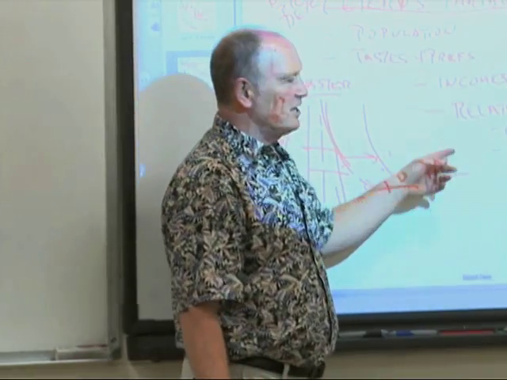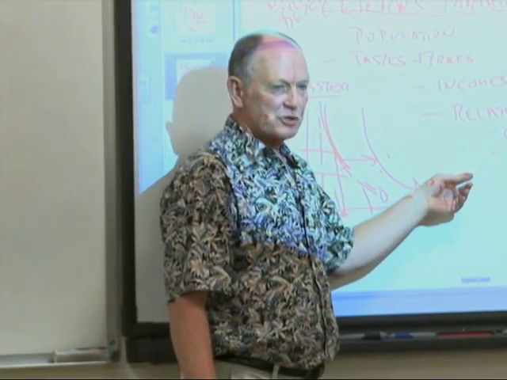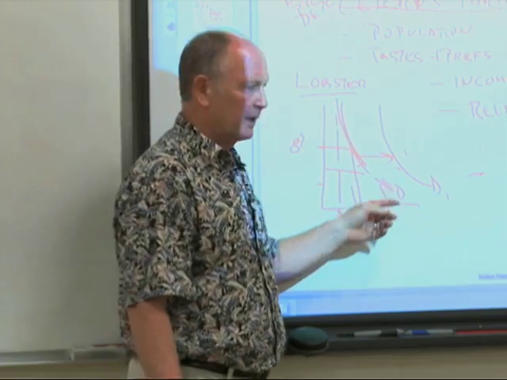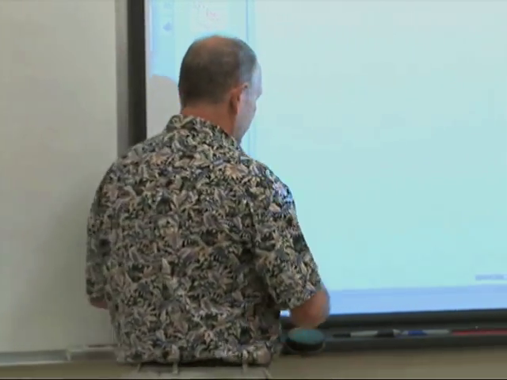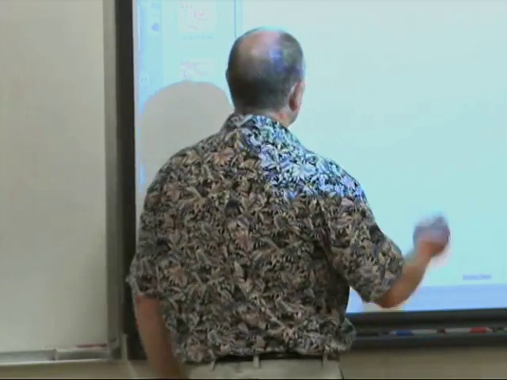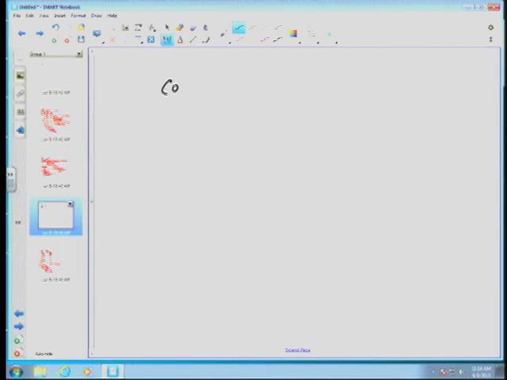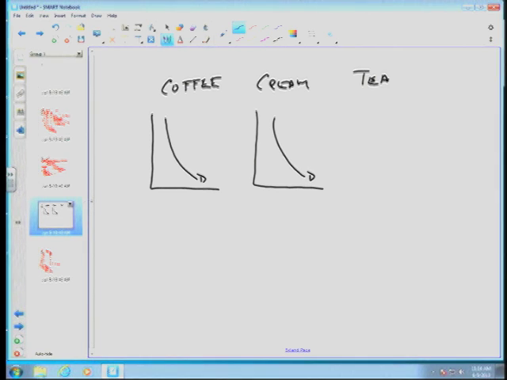A change in the price of a complement or a substitute will shift the curve for its partner. I'm going to go to a new one, so get rid of that. All right, so let's see. What we have is coffee, cream, and tea. So a demand curve for coffee, a demand curve for cream, and a demand curve for tea.